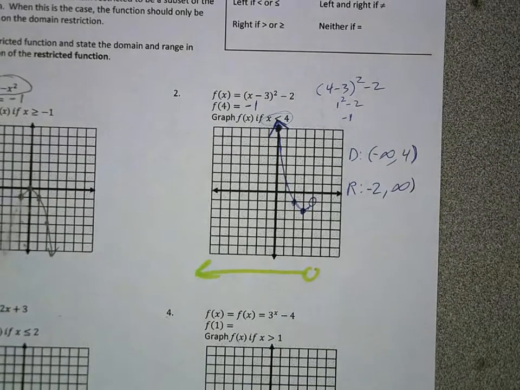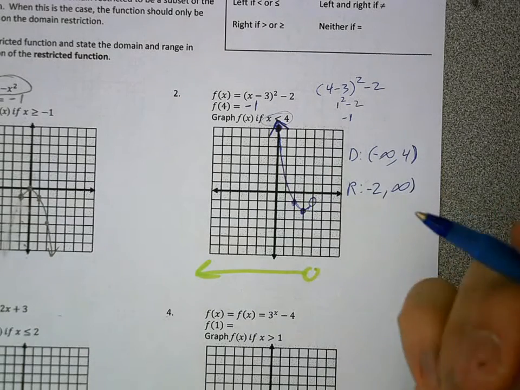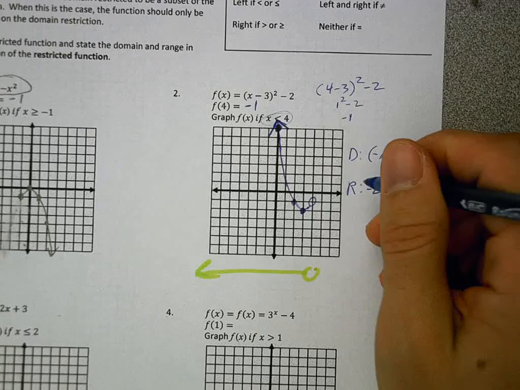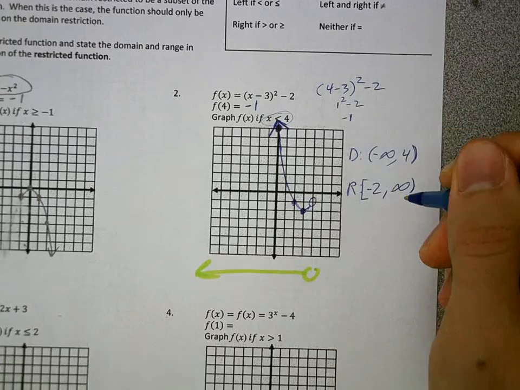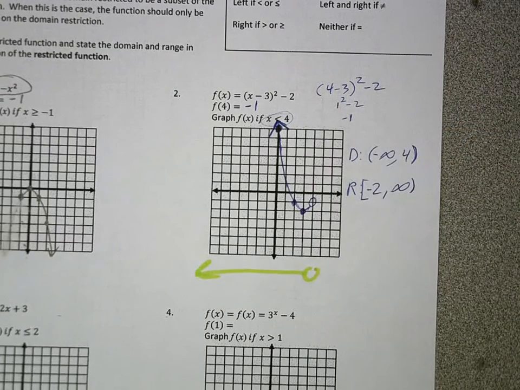So, Malik was first. Square brackets or round parentheses here? So square brackets there. We have negative 2. Does everybody understand that? All right, let's keep going. Pick up the pace a little bit.